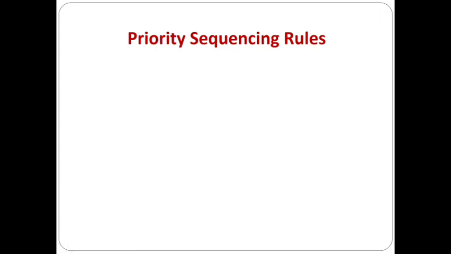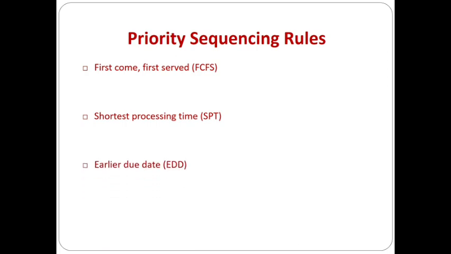So we have four different types of priority sequencing rules. One is first come first served, FCFS. Another one is shortest processing time, SPT. Third one is earliest due date, which is EDD. And finally we have slack time remaining, STR rule. So we have these four sets of rules to find out the optimum sequence to be followed.